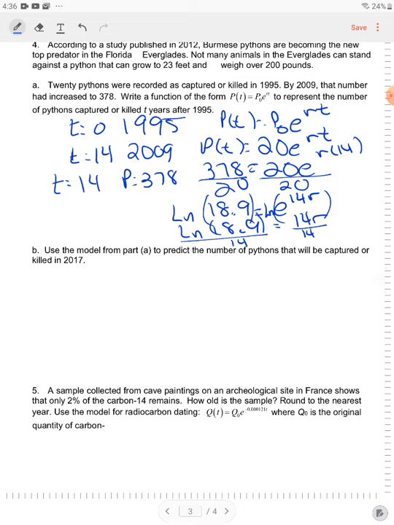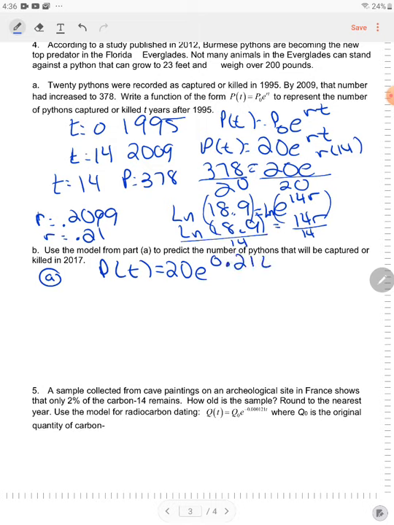And we get this. So r is equal to 0.2099. And I think that we round that to 2 decimal places. So r is equal to 0.21. So your formula, we'll put the answer to A right here. So P of t is equal to 20e to the 0.21t. Okay, that's the answer to A.